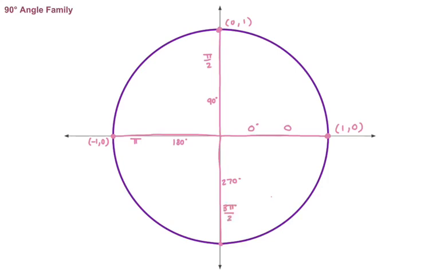So count them. 90 degrees is 1 pi over 2. 180 is 2 pi over 2. 270 is 3 pi over 2. And down here, sitting on the negative y-axis, that is the ordered pair 0, -1. All right, so that is our 90-degree angle family.